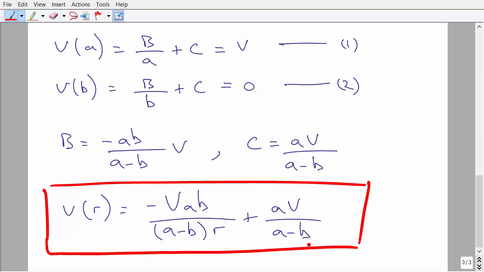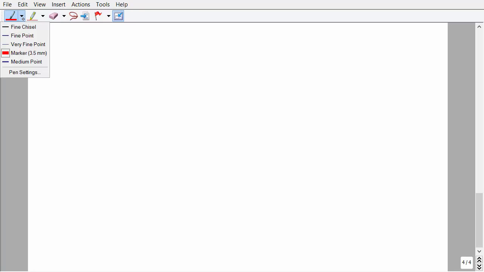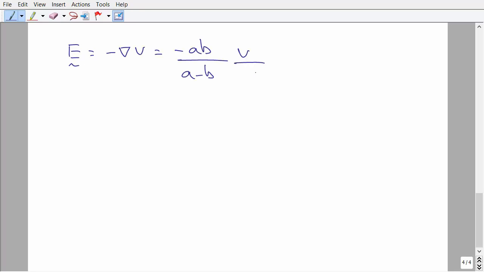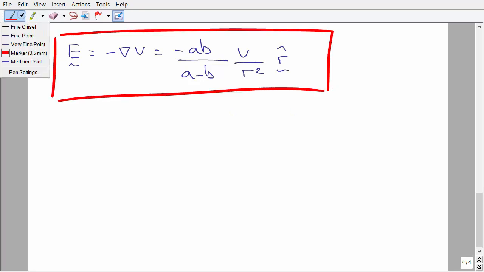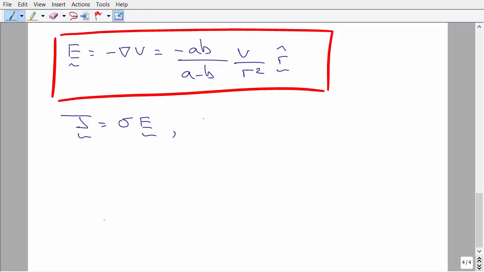Okay, so now we have our form for the potential. Now, of course, the electric field is the gradient of the potential, and we would need to do that in spherical coordinates, but that's straightforward. So we would write the following. So this is our electric field, and now we're going to use Ohm's law in the form that we wrote down in the previous segment to give us the current density.